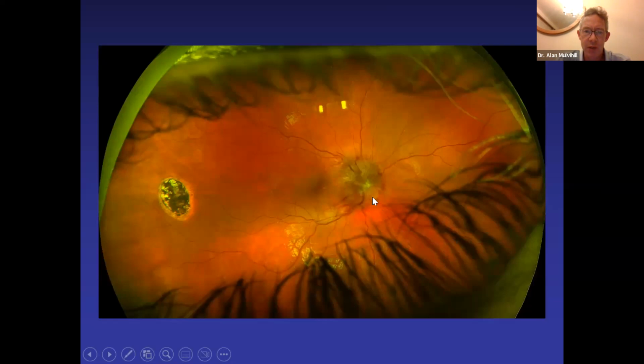There's a flame-shaped hemorrhage. And the other eye, I'll come back to that lesion in a second. Again, a very abnormal looking optic nerve, which is swollen with dilated blood vessels and hemorrhages, and probably a cotton wool spot there.